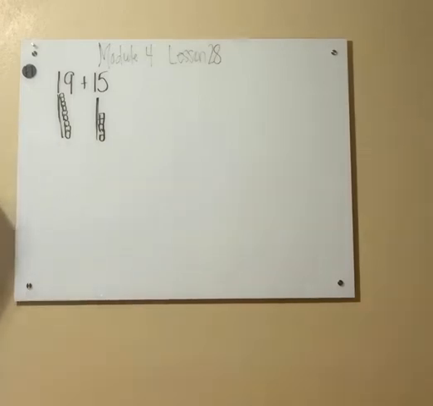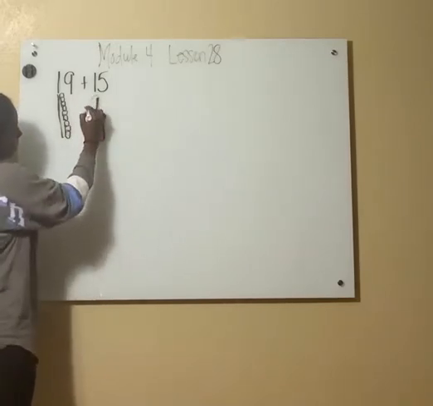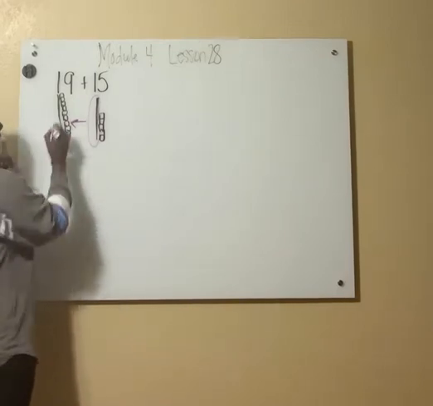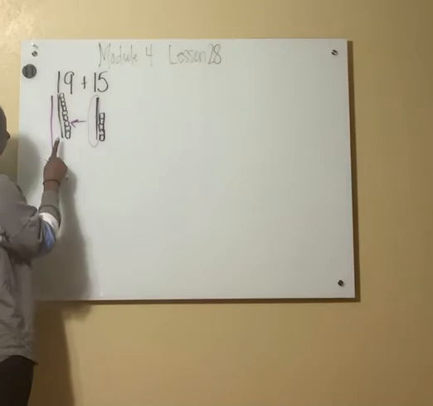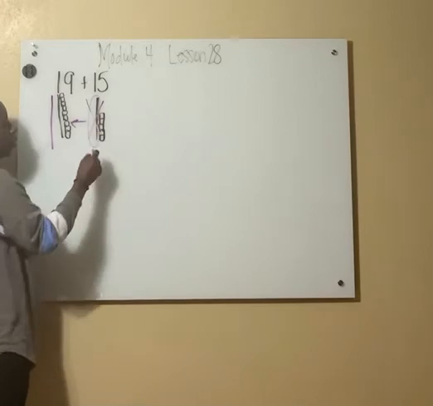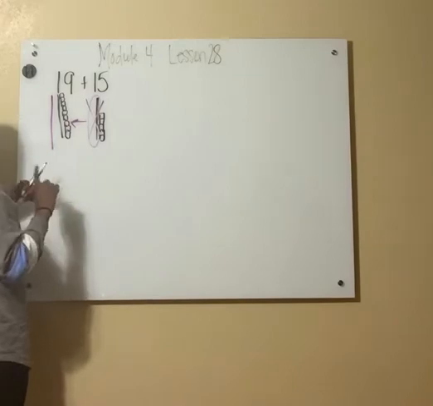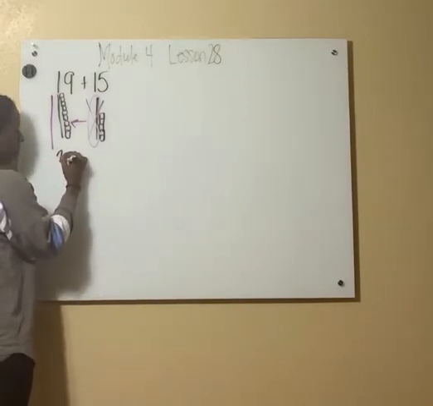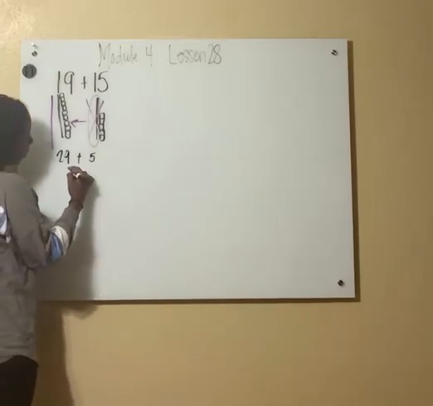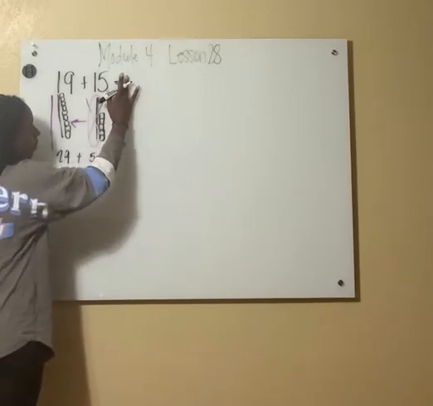So I'm going to take this and bring it over here. So now, technically, I have 10, 20, 9. So now, how many do I have left over here? 5. So I can say I have now 29 plus this 5. 29 plus 5 equals 34. So your answer is 34.